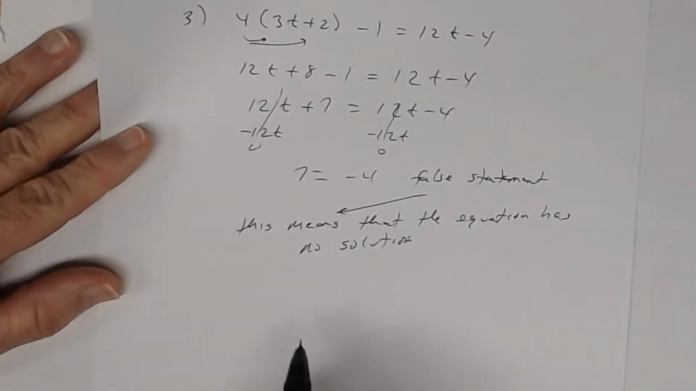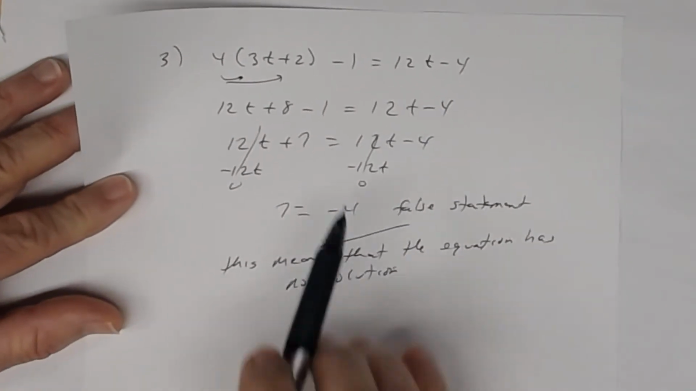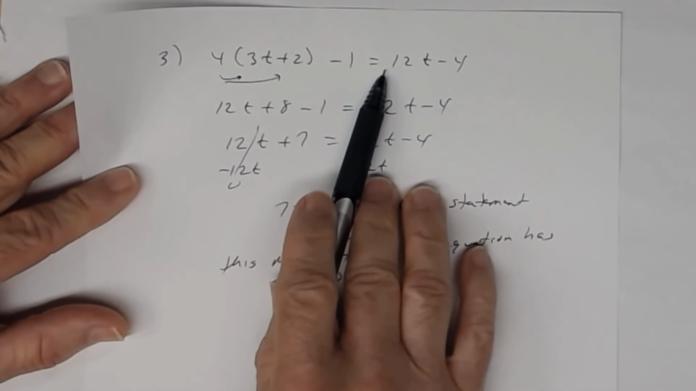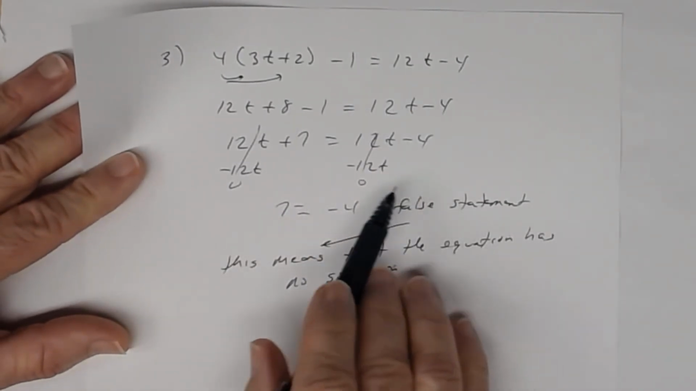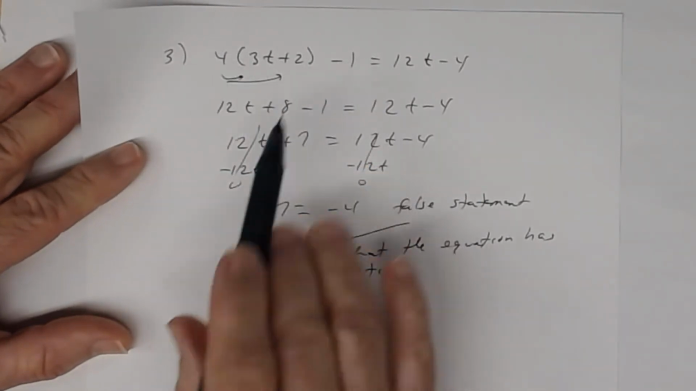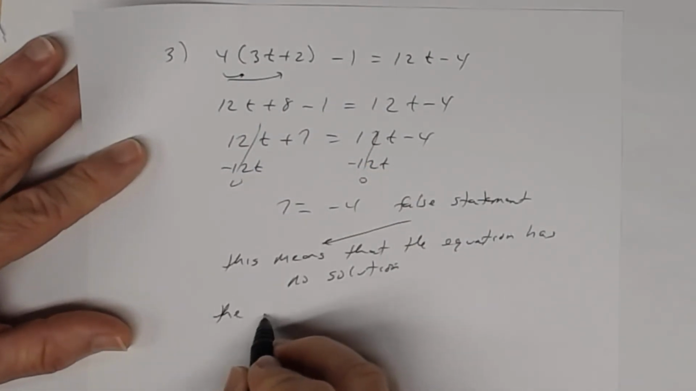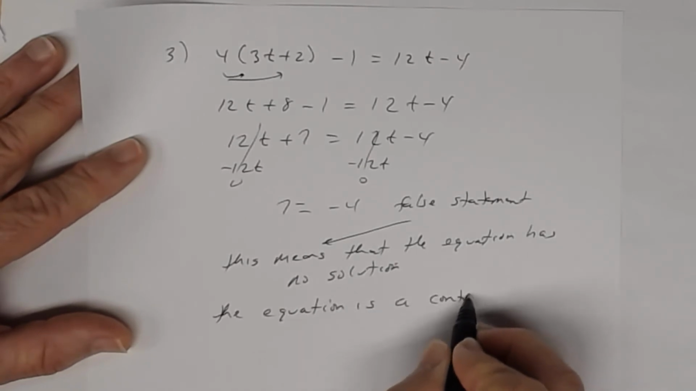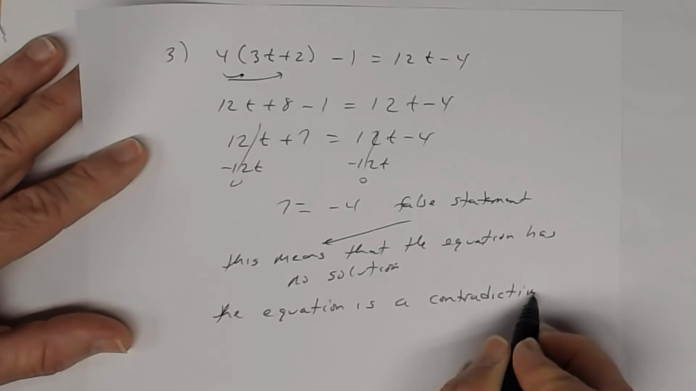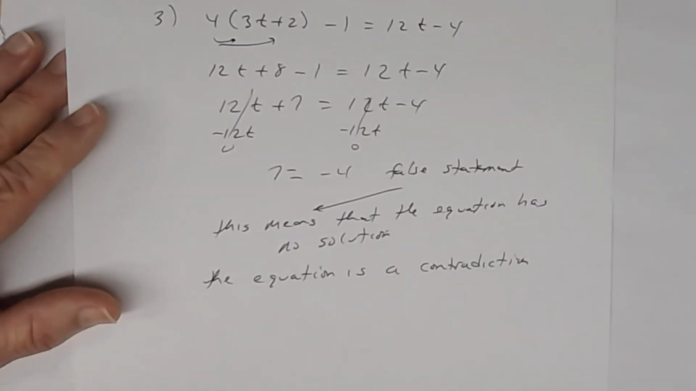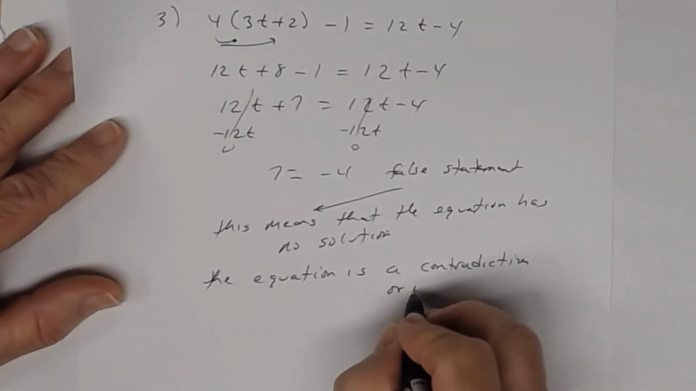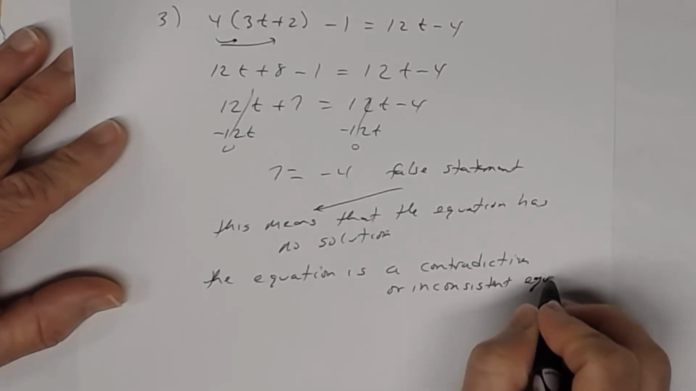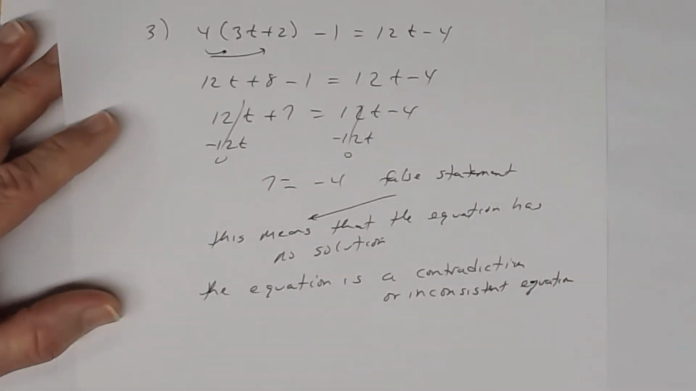So in terms of the other part you have to answer, is this equation a conditional equation, a contradiction, or an identity? Since there's no solution, this is a contradiction. So the equation is a contradiction. And sometimes you may see the words inconsistent equation. All right, so that's number 3.